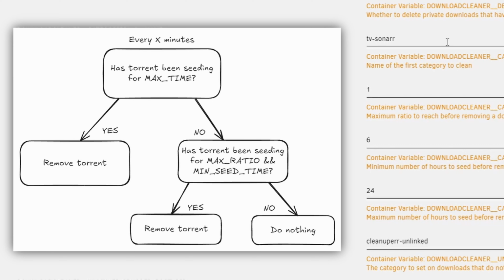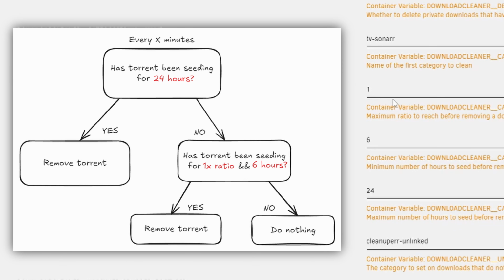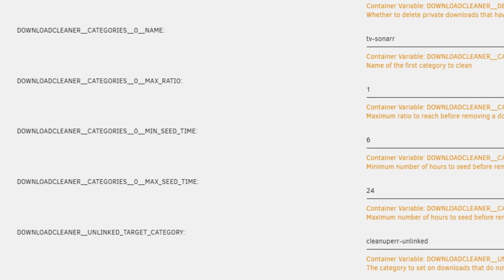So let's take an example here. Let's say that I have a download in my TV Sonarr category in my BitTorrent client. Once it has reached a ratio of 1 and it has been seeding for more than 6 hours, then the torrent will get removed. If it has been seeding for 6 hours but only has a ratio of 0.5, then it will not get removed. However, once we get to 24 hours, it will get removed no matter what the ratio is.